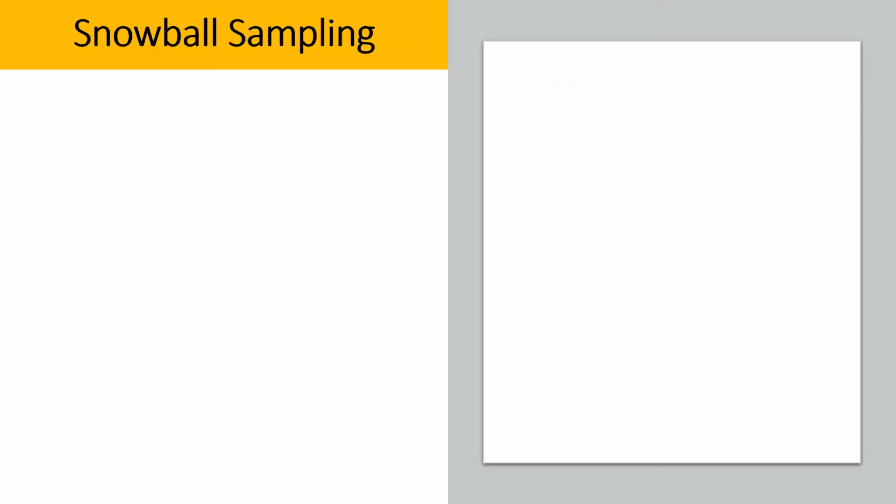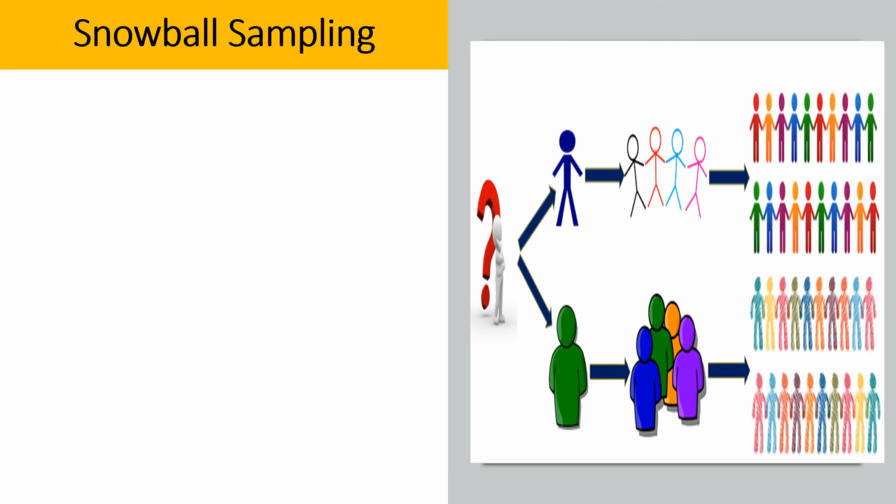The last method is snowball sampling. It is part of the non-probability sampling methods. In this method, the researcher initially selects a few members as the sample. Then those members give references to other members or reveal the identity of other members to the researcher, so the researcher can get those members as the sample. This process goes on until the researcher reaches the desired sample size.